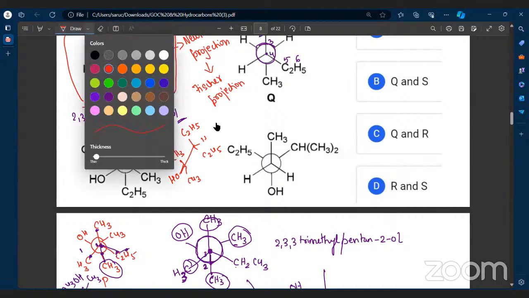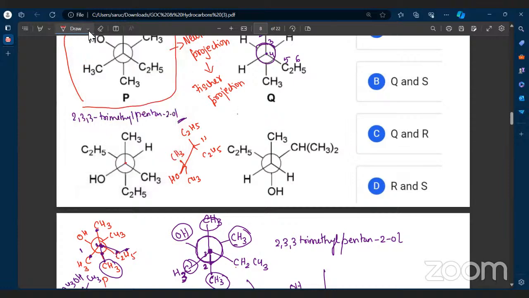Find out the longest chain. You have 2, 3, 4, 5. So that would be 1, 2, 3, 4, and 5.